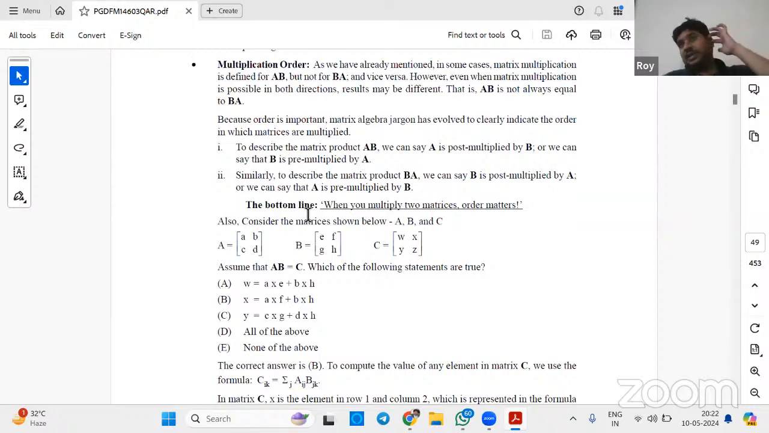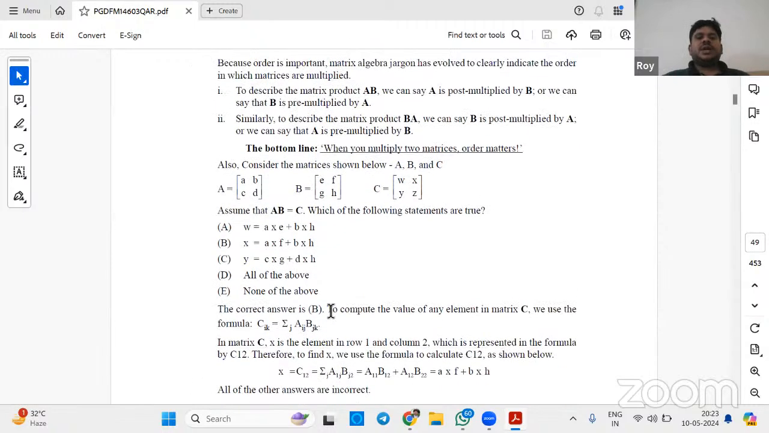When we are applying the properties, this kind of condition will be satisfied. When you multiply two matrices, order matters, of course. AB is equal to C, I said. Then AB is equal to C means A into E plus B into G. Next, C into F plus D into H. Now again, C into E plus D into G, and C into F plus D into H.